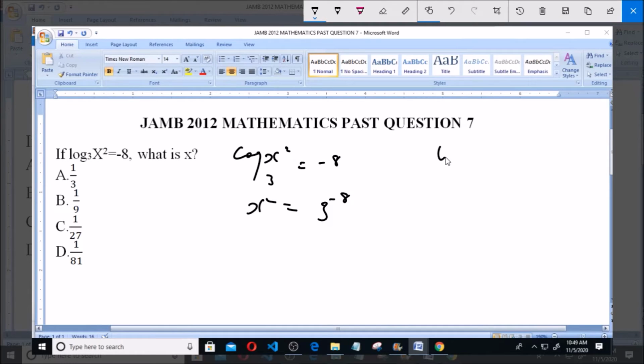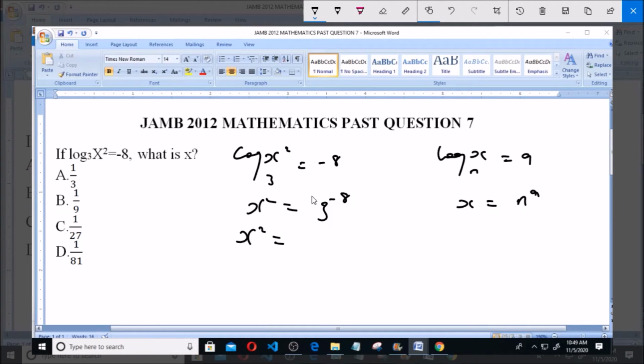If you remember, when you have log x base n equals a, this is the same thing as saying x is equal to n raised to the power of a. That's the same principle we applied here. So x squared is equal to 3 raised to the power of what? Minus 8.